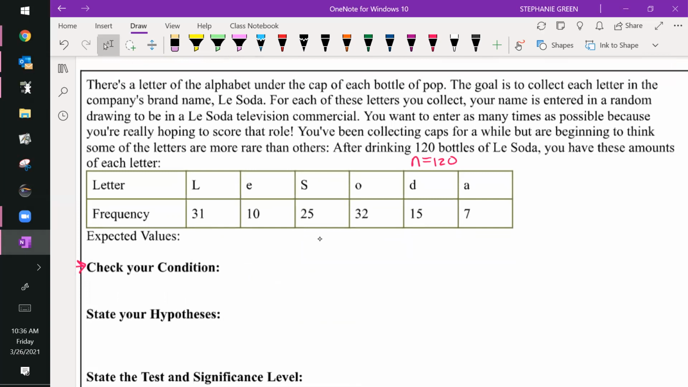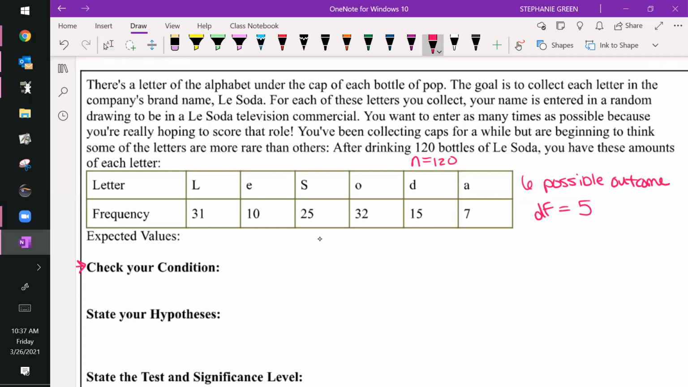Okay. So first of all, to check our condition, we have to look at our expected values. And we need our expected values to calculate our statistics anyways. So if n is 120 and there are 1, 2, 3, 4, 5, 6 possible outcomes, which by the way means that we have 5 degrees of freedom, right? Take your number of possible outcomes, subtract 1, and that's your degrees of freedom. We're going to need that later on.